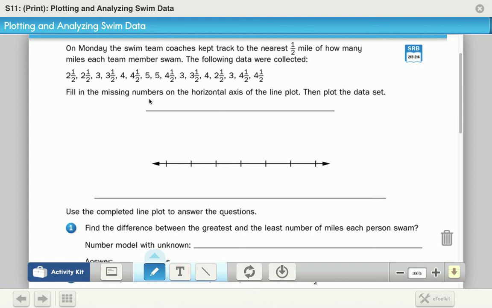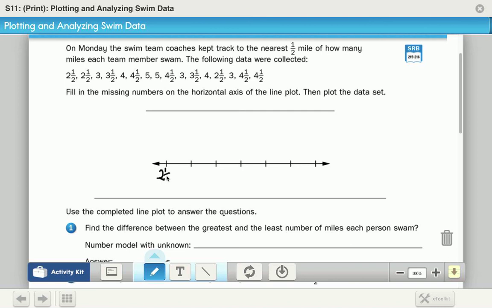So we have to fill in the missing numbers on the horizontal axis of the line plot, then plot the data set. Okay, so we have our tag marks down here, where we're going to put our numbers. So we have to look at our numbers and decide what order we're going to put them in. And we know that when we put numbers on a line plot, we have to start with the smallest number and go up from there. So our smallest number here is what? 2.5. Okay, so 2.5 is going to be our first one.